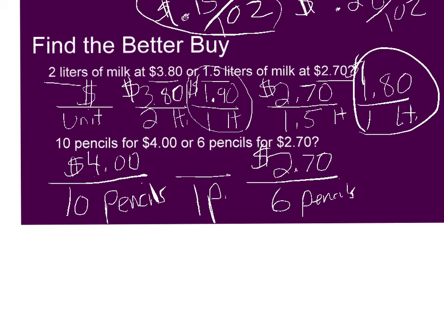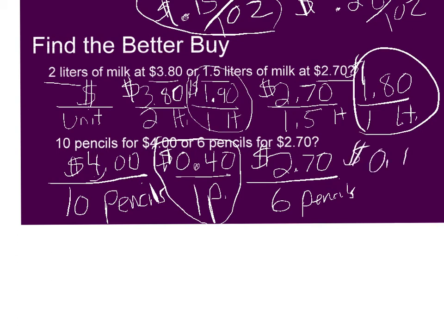So we're going to do 4 divided by 10. And when you divide by 10, all you have to do is move that decimal over. So we find out it's 40 cents for one pencil. Now I'm going to do it again. This time I'm going to take $2.70 and divide by 6. And when I do that, I get 45 cents for one pencil.